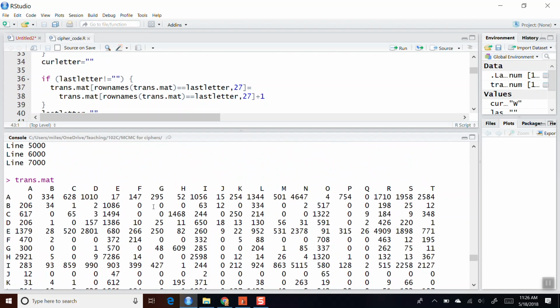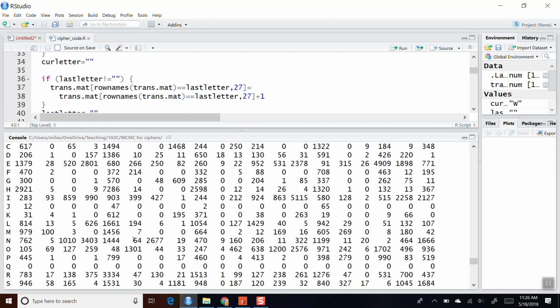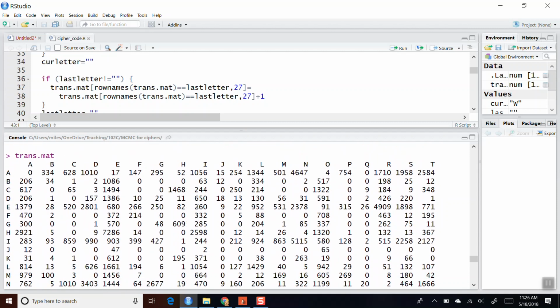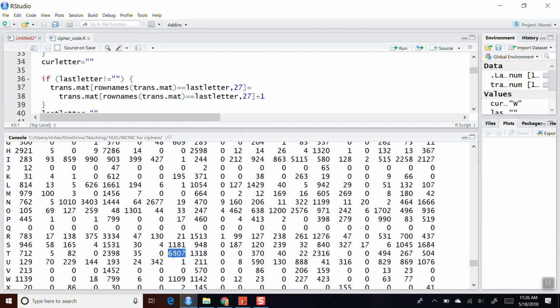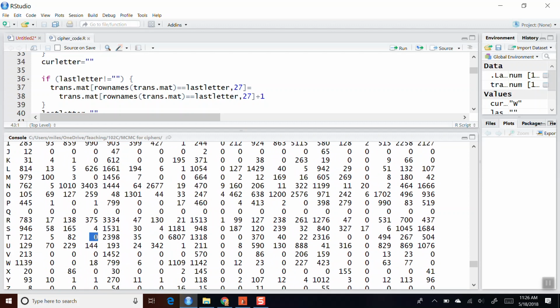Okay, so after about 7,000 lines, we see we haven't seen any words where A is followed by A. I mean, that happens in English in words like aardvark, but apparently not yet in our 7,000 lines of text. We see a lot of words where E is followed by A, and we can go down and see T followed by H. That happened a lot, 6,807 times. Whereas T followed by D didn't happen very much. T followed by C happened 82 times. T followed by B happened 5 times.